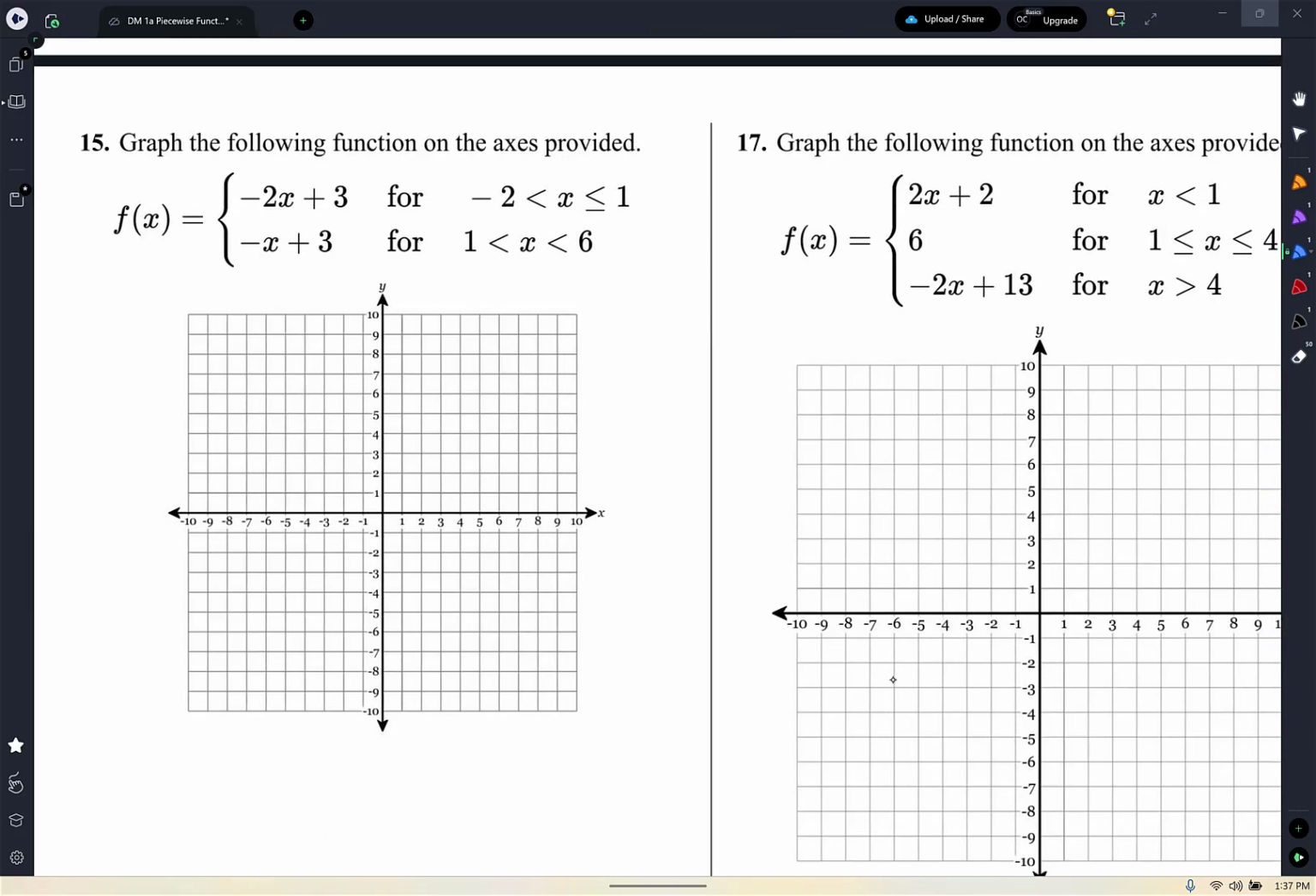Relax. It's not that bad. It looks tough, but it's not. You just have more restrictions. That's all it is. All right, here's how we're going to start.